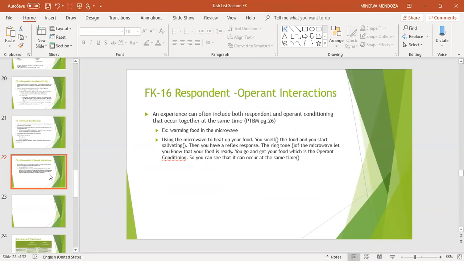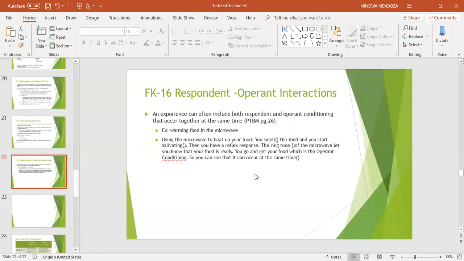So again, the respondent-operant interaction is when we combine both the respondent and the operant, and the experience can often include both respondent and operant conditioning, and they occur together at the same time. For example, warming food in the microwave, and I wrote it like that. I don't know if it's right or wrong, but I wanted to use both. If we can fill it out. If it's too much, just let me know, and maybe we can be done. Or if you want to give it a try?